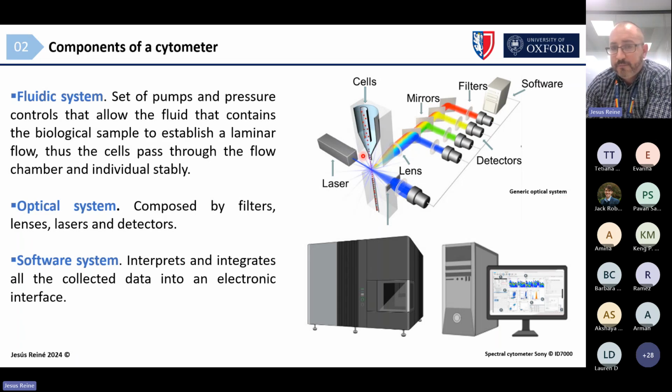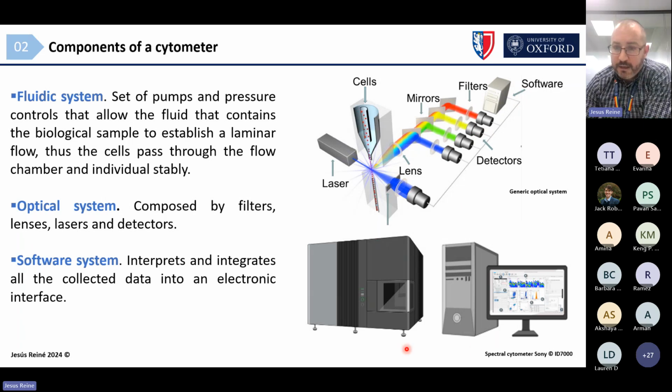So in this case, the cells are coming from the upper position instead of the opposite. But at the end, they arrive at the interrogation point. Like we said before, it's in an orthogonal position. The cells are exposed to the lasers, and all this information goes to the optical system, mirrors, filters, and detectors. And finally, the luminic information becomes electronic information in the software.